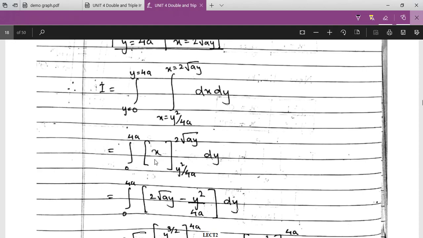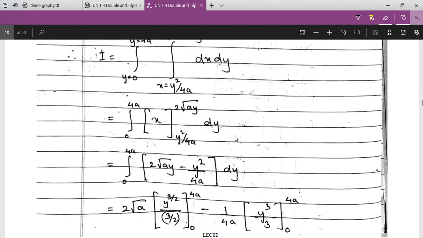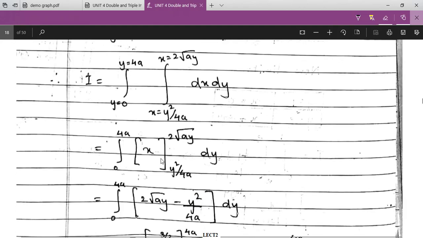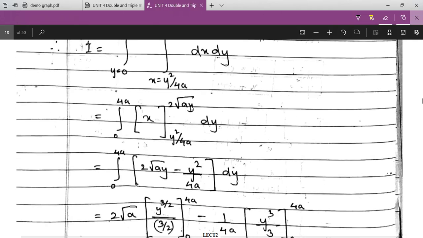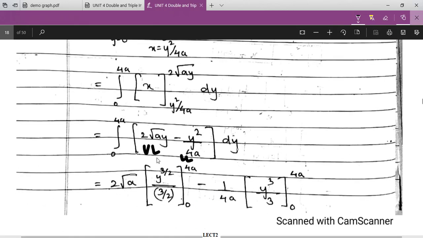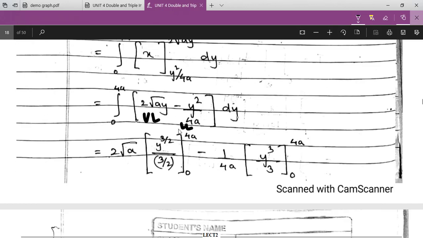Since you have these new limits and there is a change in the order, now it has become dx dy. Finally, when you evaluate, the integration of 1 is x, over y square divided by 4a to 2 square root of ay. The upper limit is this, this is the lower limit, fine, dy. Then again when you evaluate this, you have y to the 3 by 2 divided by 3 by 2, taking the constant outside, over the limit 0 to 4a, minus again this particular thing.